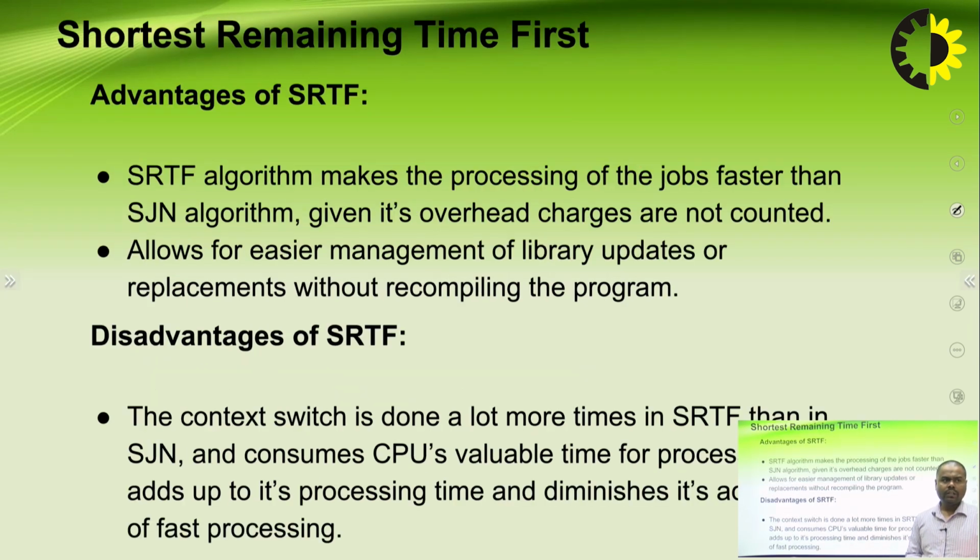Okay, what is the advantage? The SRTF algorithm makes the processing of jobs faster, and the SJF algorithm's overhead charges are not counted. Disadvantage: the context switches are done a lot more times in SRTF than in SJN, and consume the CPU's valuable processing time. This adds up to its processing time and diminishes its advantage of fast processing. It means the context switching is more and more in SRTF, so it consumes the CPU's valuable time more.